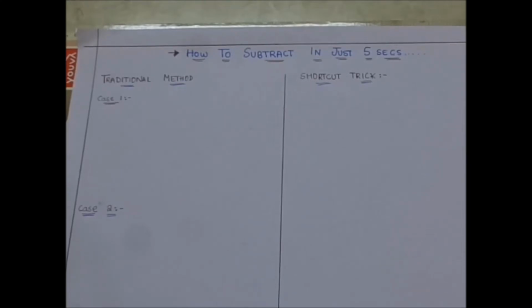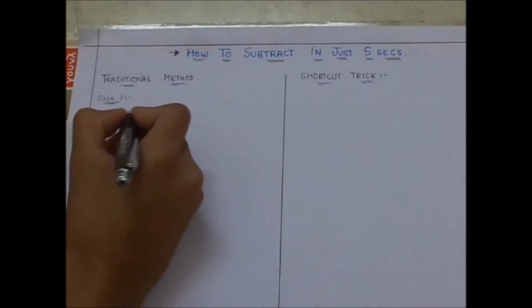We know that there are four basic operations in maths. They are subtraction, multiplication, addition and division. Among them, subtraction can get tricky sometimes. The method which we commonly use to solve subtraction is called the traditional method. I have divided it into two cases.